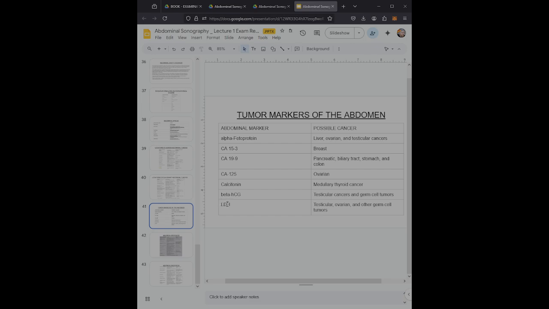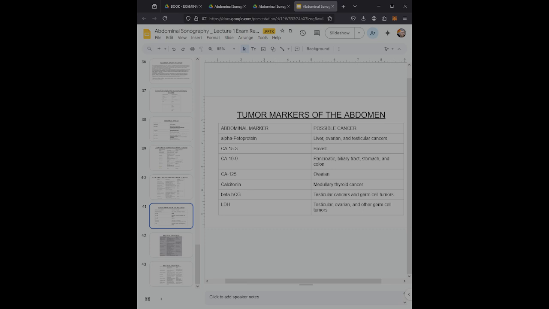Lactate dehydrogenase regulates the processing of glucose to lactic acid, and its levels are commonly increased in cancer patients, and it is correlated with poor clinical outcome and resistance to therapy. So it's a hallmark of cancer cells, and it indicates increased energy requirements associated with a higher rate of cellular proliferative activity. And so it indicates cancers of testicular, ovarian, and other germ cell tumors.